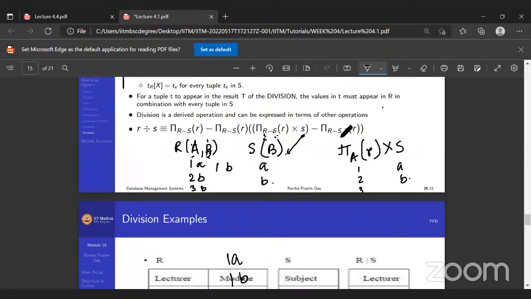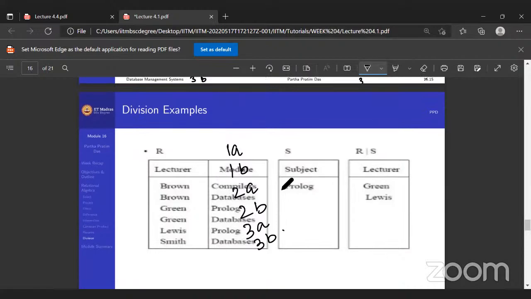R minus S is A. S is B, so R minus S is A, right? If you see this, this is the R expression only, this relation only. So this is R, and R minus S is A, and S is B.